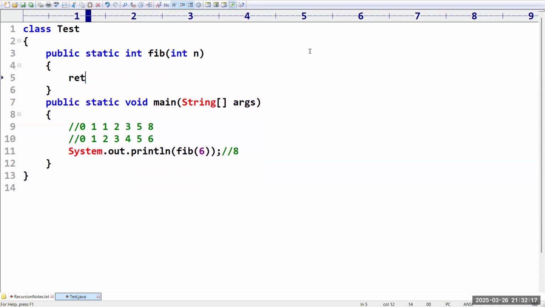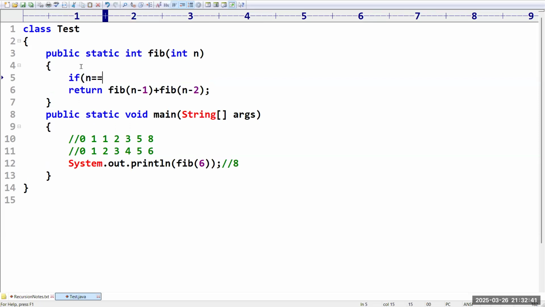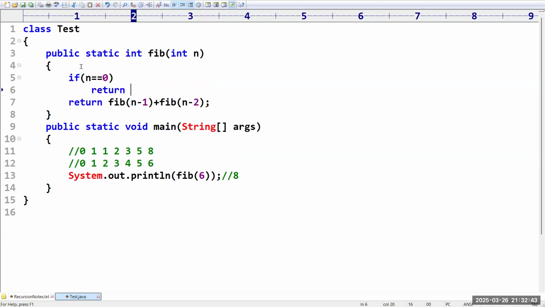Now, how to do that? Can I write a direct formula like fib of n minus 1 plus fib of n minus 2? Is the formula correct? Yes. Now the problem is the base condition. What is the base condition? Whenever n is equal to 0, return 0.